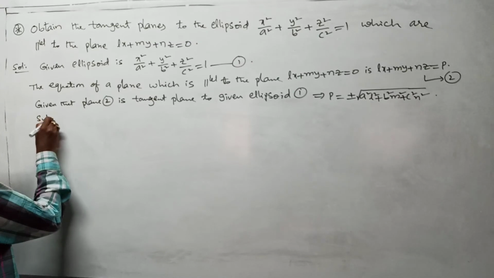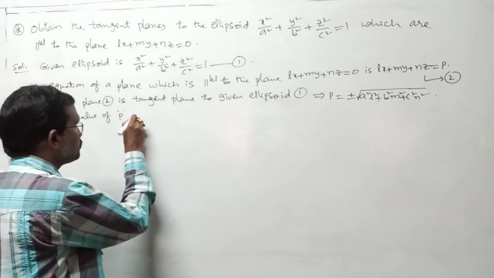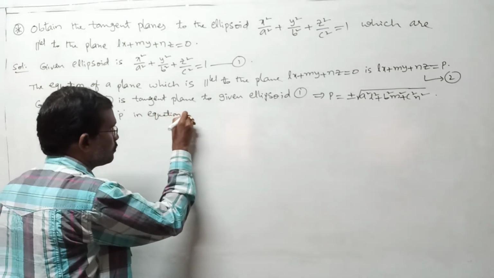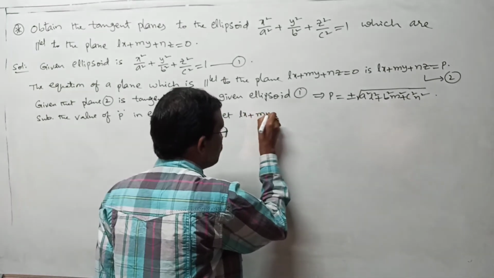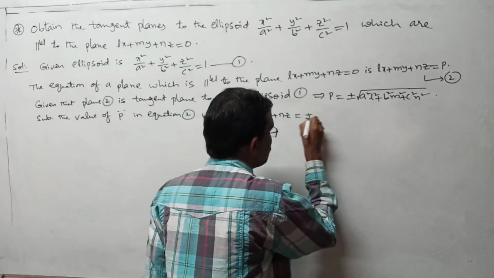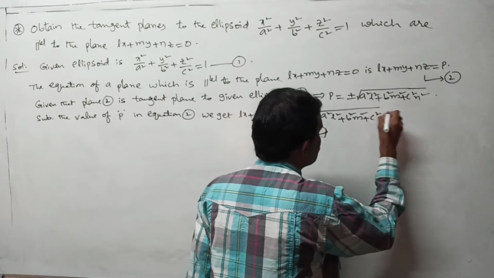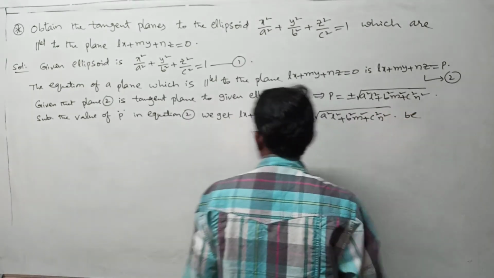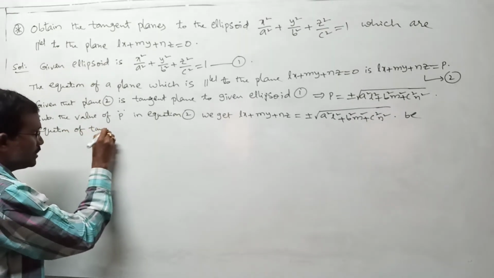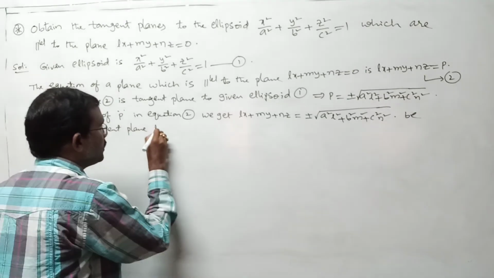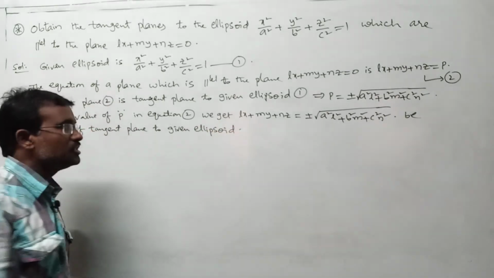Substituting the value of P in equation 2, we get Lx + My + Nz = plus or minus the square root of a²l² + b²m² + c²n². This is the equation of the tangent plane to the given ellipsoid. This is about your question.